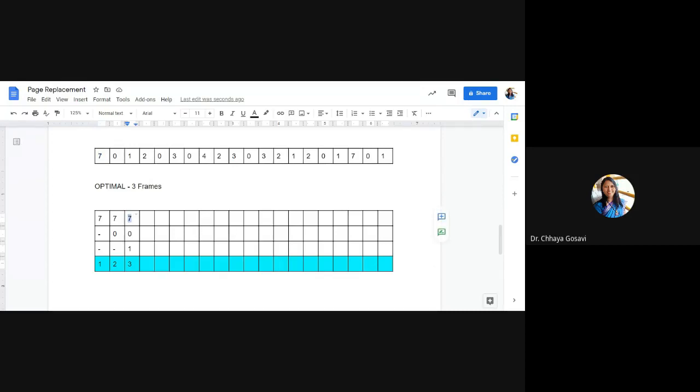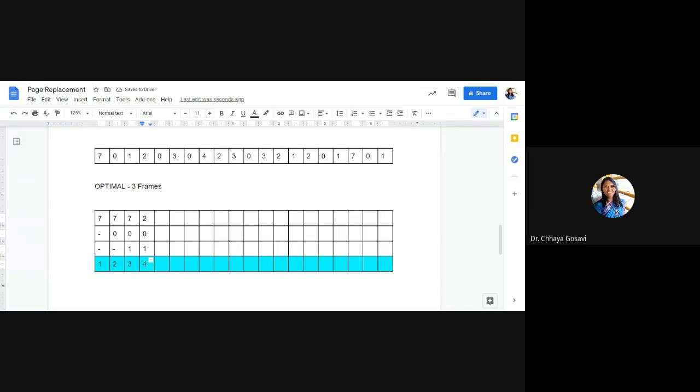Now for optimal, we look in the future. We look on the right hand side of 2. For 0, you are going to use it early in the future. Then for 1, this is the index for 1, and the index for 7 is later than 0 and 1. So again we have to choose 7 as the victim page to bring 2 into memory. So 2, 0, 1, and page faults are 4.